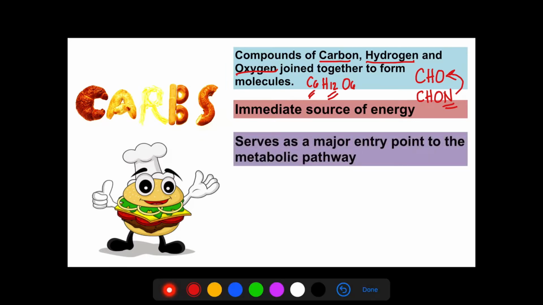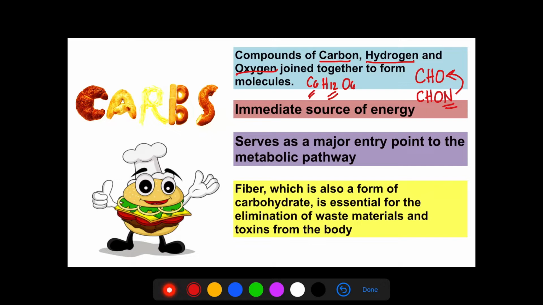Next, it serves as a major entry point to the metabolic pathway, because any disturbances to the levels of these carbohydrates may lead to some pathologic conditions just like diabetes mellitus. And lastly, fiber, which is also a form of carbohydrate, is essential for the elimination of waste materials and toxins from the body. Fiber is very important because it decreases the absorption of cholesterol and bile, and it also decreases our intake of fatty foods by making us feel full, or in short, the feeling of satiety.